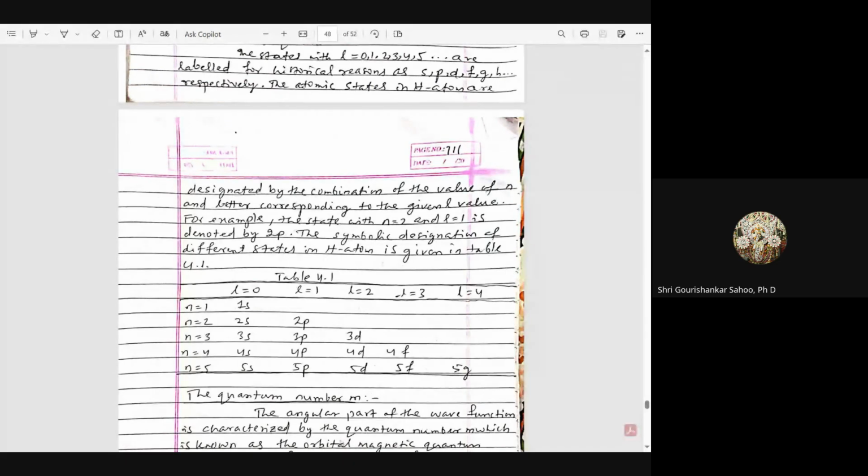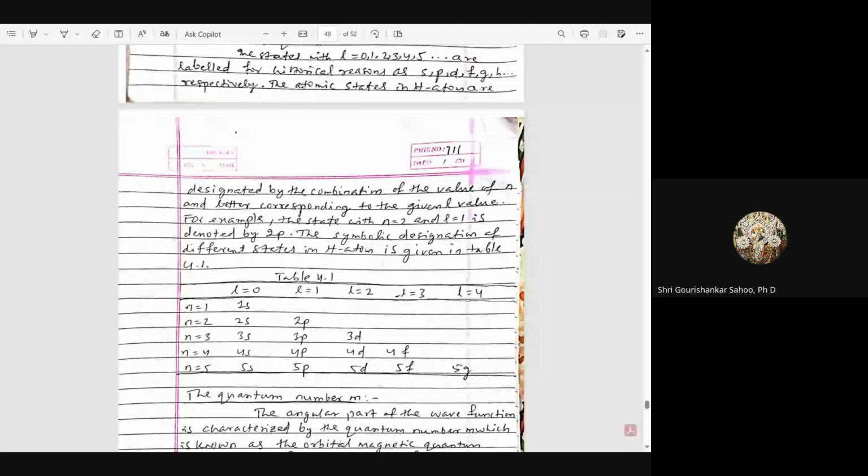So if n is equal to 1, L can be only 0. If n is equal to 1, L is equal to 1 minus 1, which is 0, and it corresponds to the 1s state. If n is equal to 2, then L can be 0 or 1, since n minus 1 is equal to 1. So from 0 to 1, it is 0, 1. And L is equal to 0 corresponds to the 2s state, and L is equal to 1 corresponds to the 2p state. Similarly, if n is equal to 3, for L equal to 0 it is the 3s state, L equal to 1 the 3p state, and L equal to 2 the 3d state.